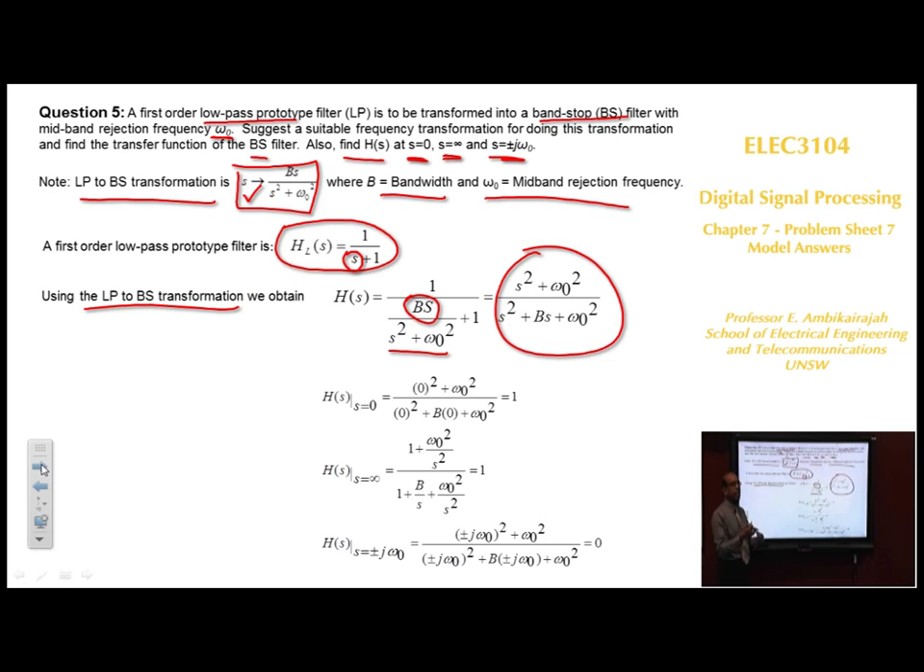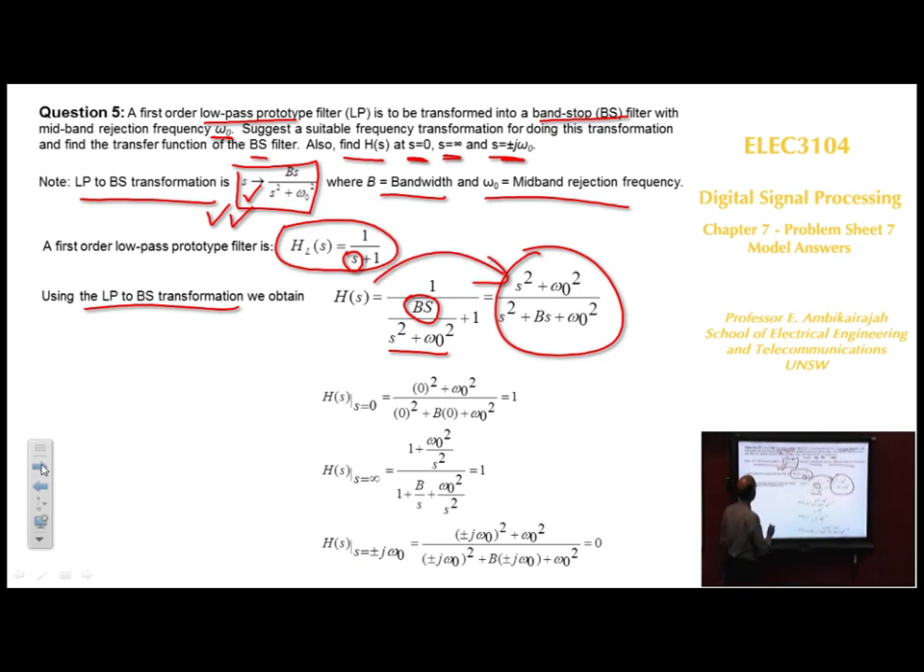But anything above that, like the band stop or band pass filter transformation, you will be given, because there are varieties of them available. You cannot remember all of them. So you will be given a transformation like that, and then you substitute. So now you've got this one. So this is your band stop filter now.